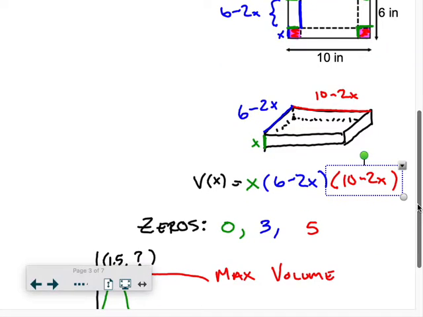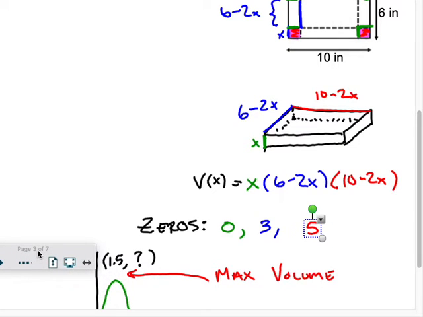If I use the zero product property and set this factor equal to 0 and solve, I end up with a zero of 0. If I use this factor and set it equal to 0 and solve, I end up with a zero of positive 3. If I set this factor equal to 0 and solve, I end up with a zero of 5. Those are my 3 zeros, right?